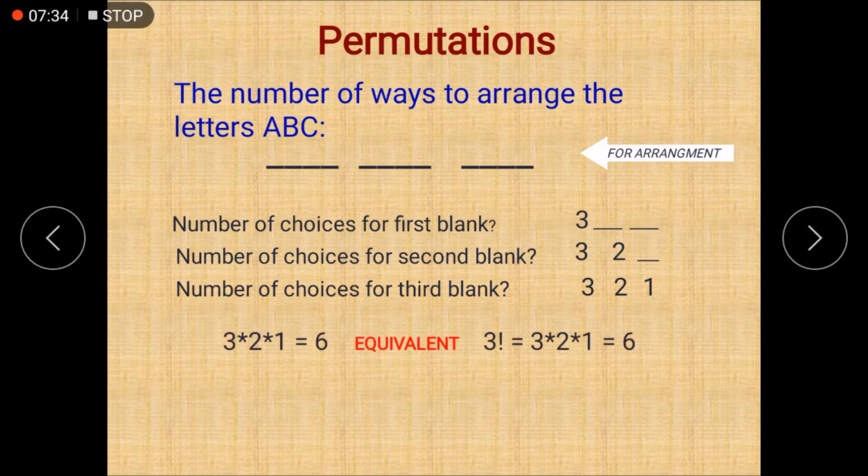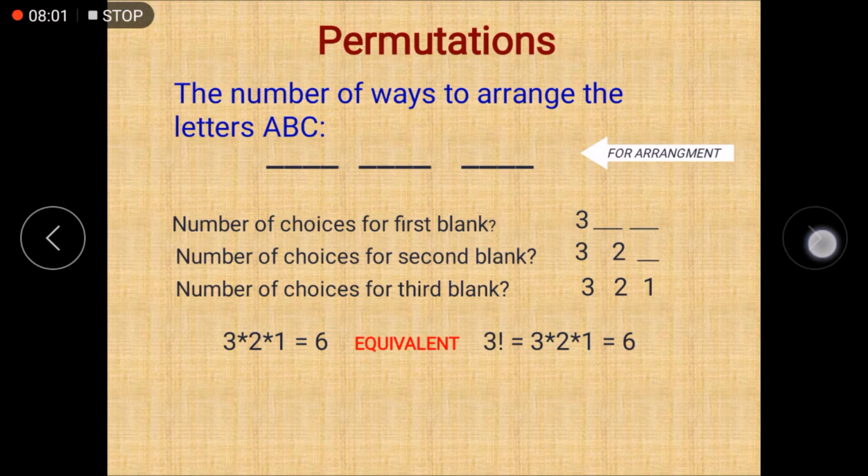Equivalent to 3 factorial, 3 ways of 3 letters or 3 spaces. 3 factorial, so you also get 6. The meaning of factorial is you multiply by the numbers after 3, going in descending order: 3, 2, 1. If it is 5 factorial, you multiply 5, 4, 3, 2, 1. So let us check our answer whether it's correct or not.